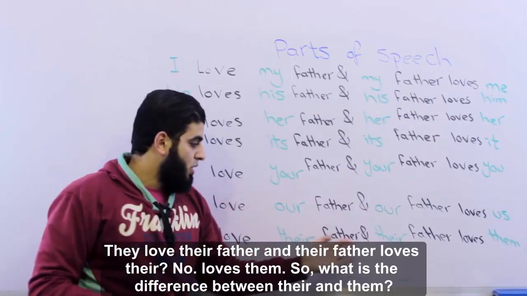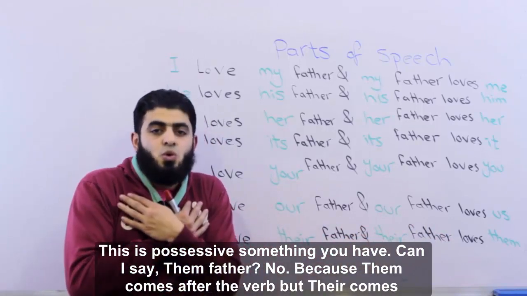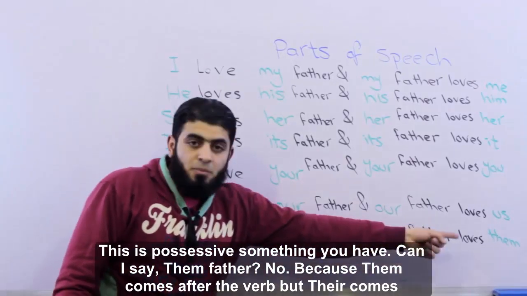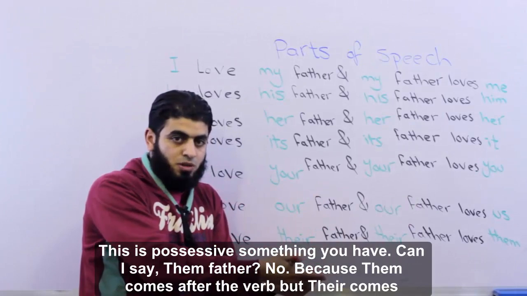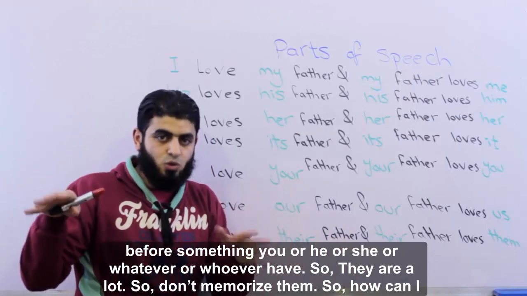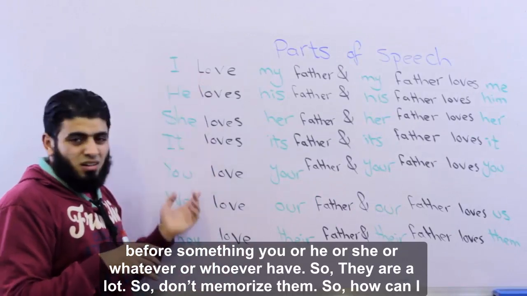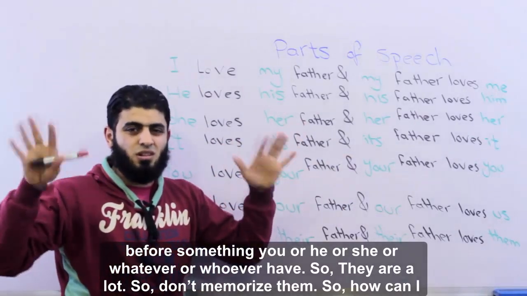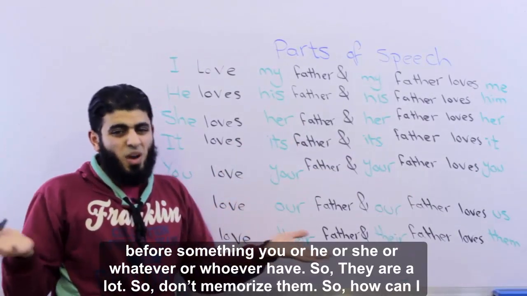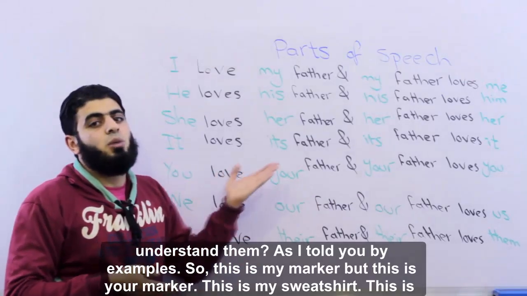What is the difference between their and them? This is possessive, something you have. Can I say them father? No, because them comes after the verb, but their comes before something you or he or she or whoever have. Okay, so they are a lot. So don't memorize them. So how can I understand them? As I told you, by examples.